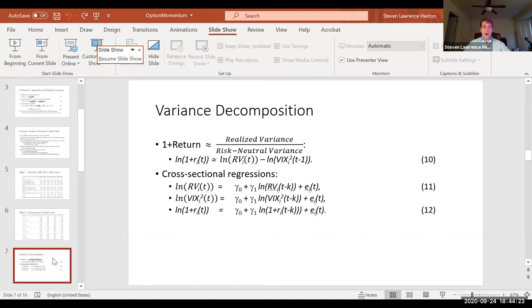So the Carr-Wu methodology says that the gross return, or 1 plus the return, is approximately the realized variance, that is the daily squared returns, divided by the risk neutral variance, which is the price of the VIX portfolio. Okay. And I'm going to say the continuously compounded return, that is the log of this, is equal to the log of the realized variance minus the log of the VIX variance.